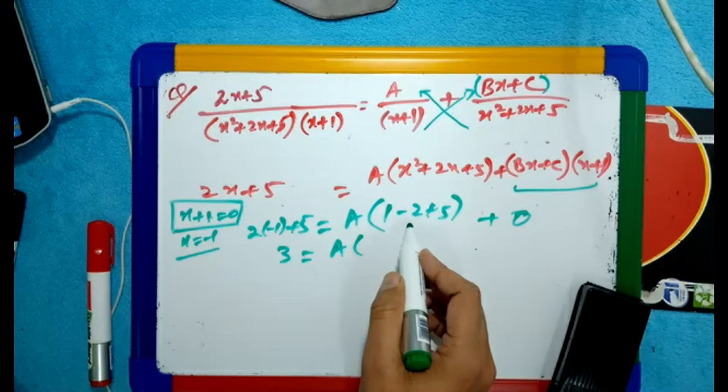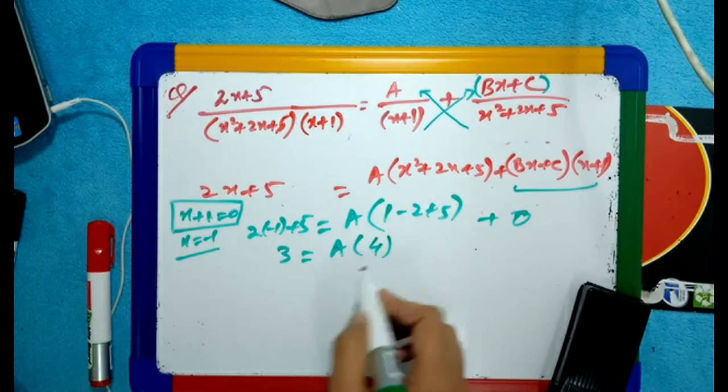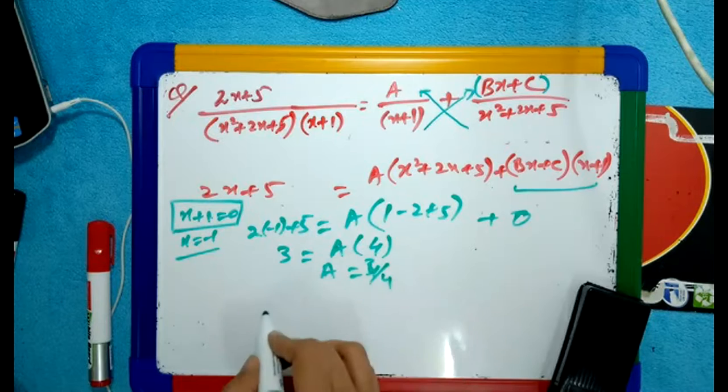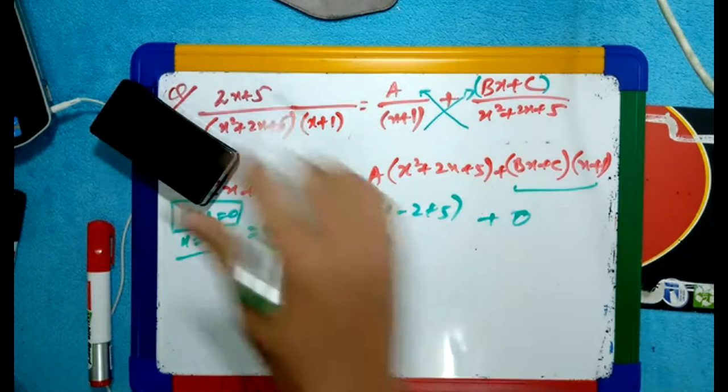So A equal to 3 over 4, right? I write here A equal to 3 over 4. We have done this. Now I remove this.